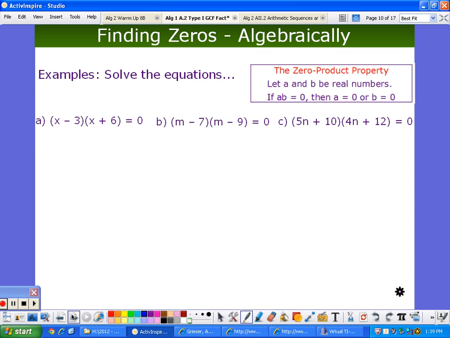Before we do that, though, I do want to make sure we're good with using that zero product property. These are you tries, but let's just do them together here. If I have x minus 3 times x plus 6, the whole thing's 0. So how do I solve that particular equation? How do I solve that?